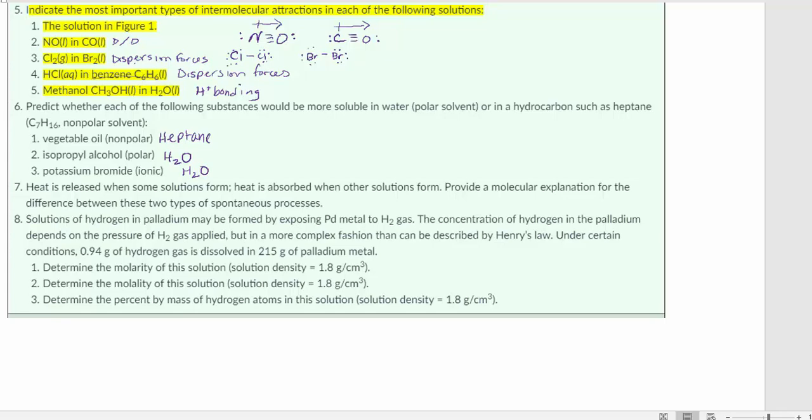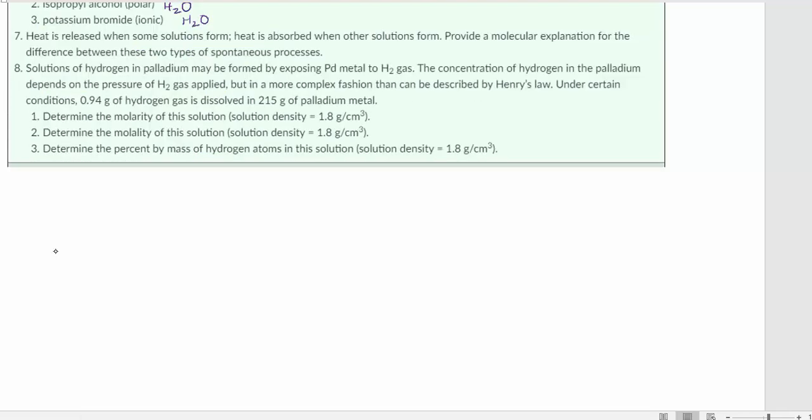Number 8, solutions of hydrogen in palladium may be formed by exposing palladium metal to hydrogen gas. The concentration of hydrogen in the palladium depends on the pressure of the gas applied, but in a more complex fashion that can be described by Henry's law. During certain conditions, 0.94 grams of hydrogen gas is dissolved in 215 grams of palladium metal. Determine the molarity of this solution. We're actually going to calculate all 3 different ways to determine or describe the concentration of this solution.